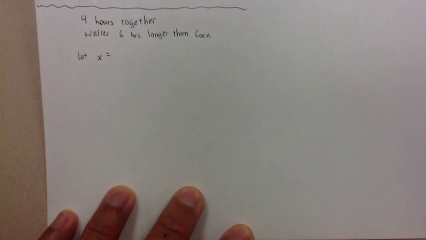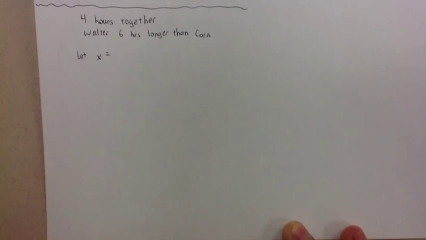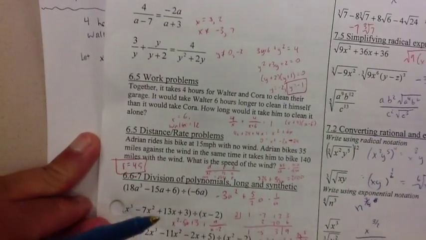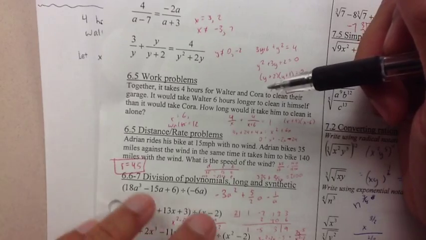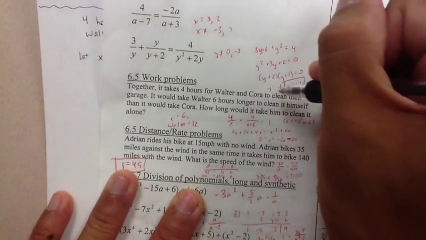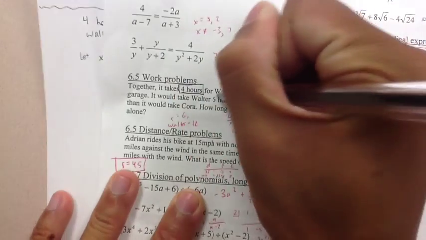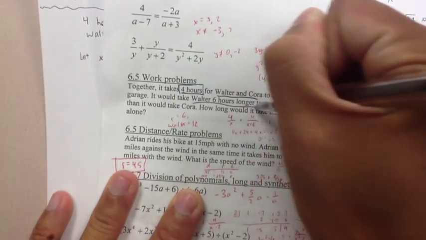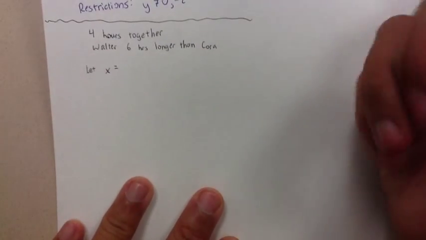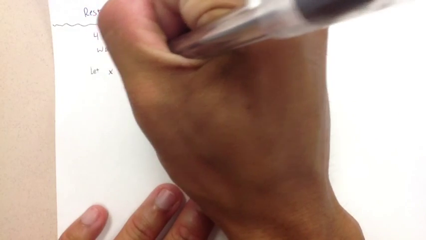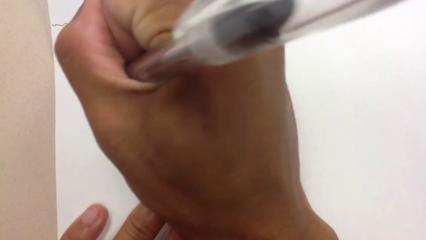The next problem is one of the work problems. It says that together it takes 4 hours for Walter and Cora to clean up their garage. It takes Walter 6 hours longer to clean it himself than it would take Cora. How long would it take him to clean it alone? So I know that it takes them 4 hours together, and Walter 6 hours longer than Cora. I'm just going to let x equal the hours it takes Cora, making x plus 6 equal to Walter.